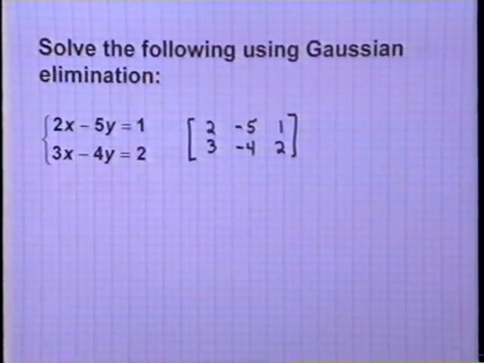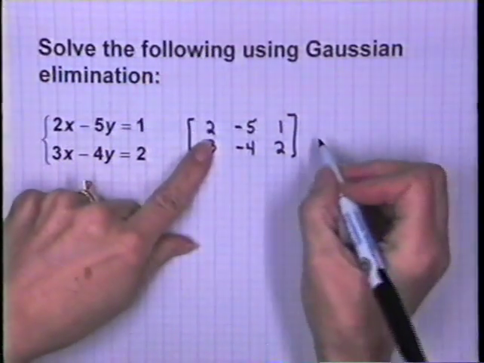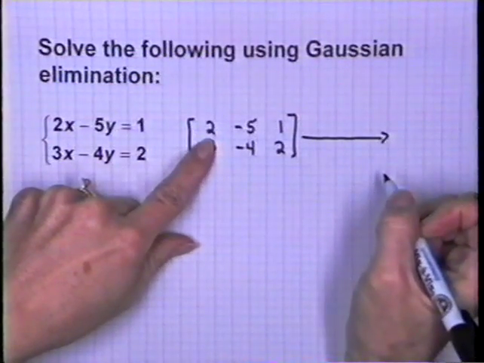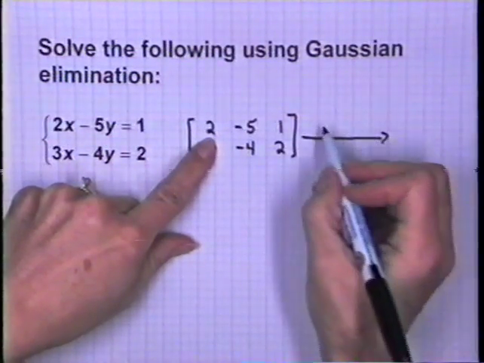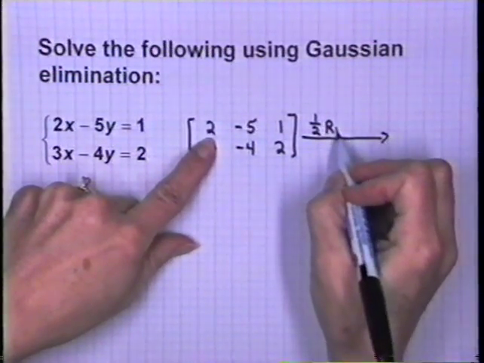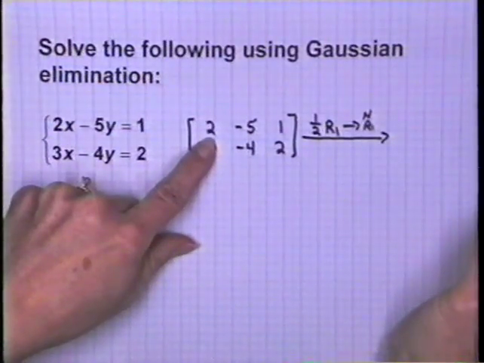The other way that we can produce a 1 is to use a multiple of a row. In other words, multiply that row by some non-zero number. So what I'm going to do here, I know that I can change a 2 into a 1 if I multiply it by 1/2. So I'm going to multiply 1/2 times row number 1, and that's going to become my new row number 1.